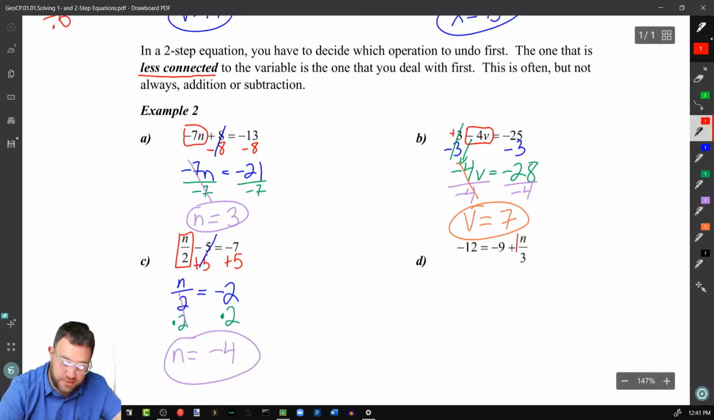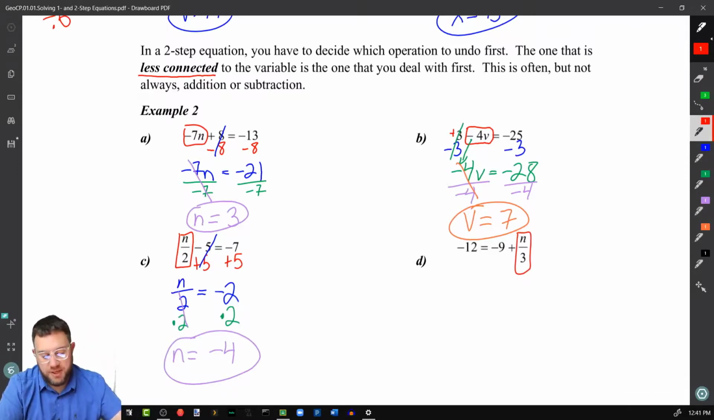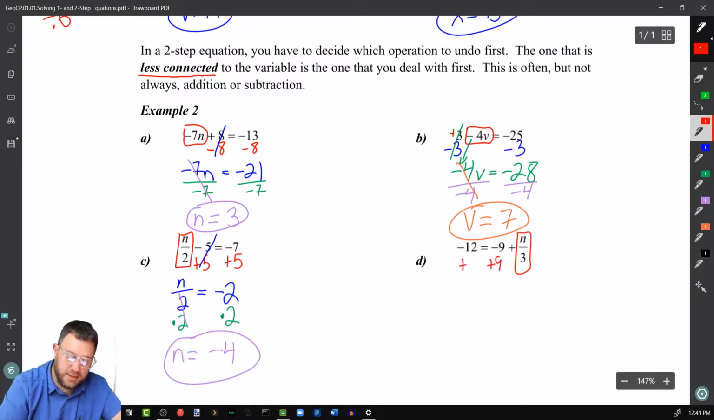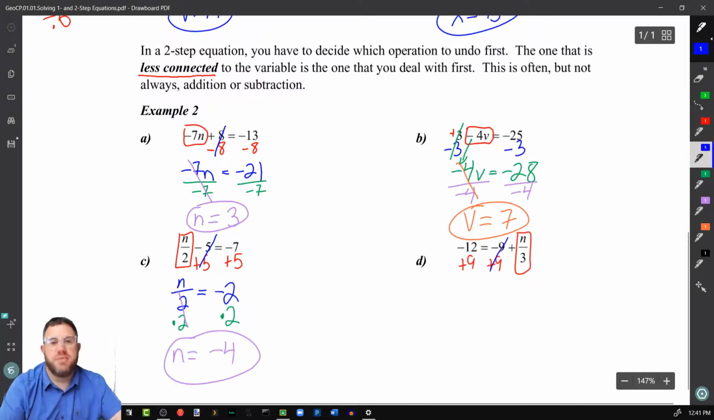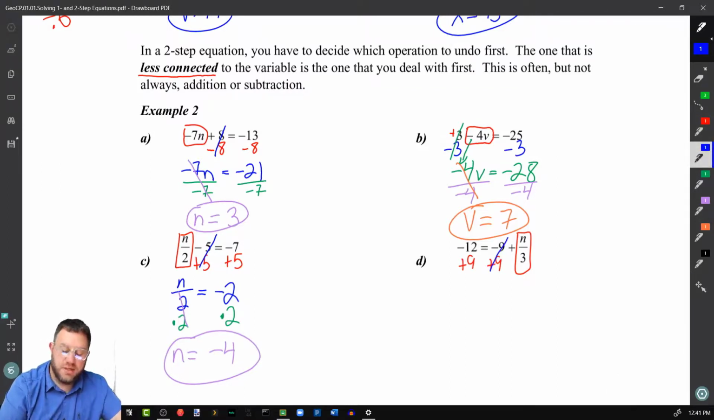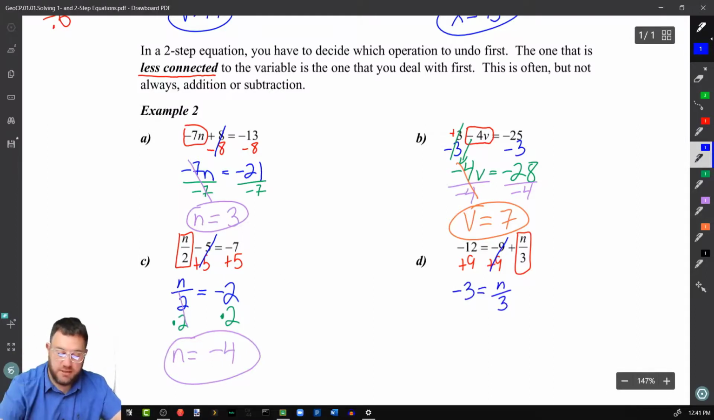Then our last problem, the n over 3 is the last thing we want to deal with. So let's get rid of that -9. Remember, it's a -9, so that's really saying subtract 9, like 0 subtract 9. So we will add 9 to get rid of that. Okay, our -9 plus 9 cancel out. On the left side, -12 plus 9 is -3. And then we bring our n over 3 down.